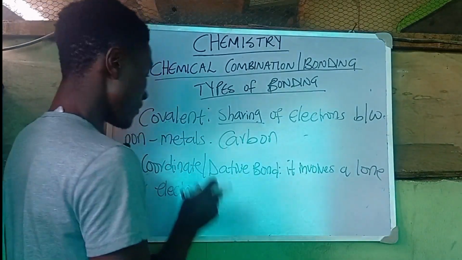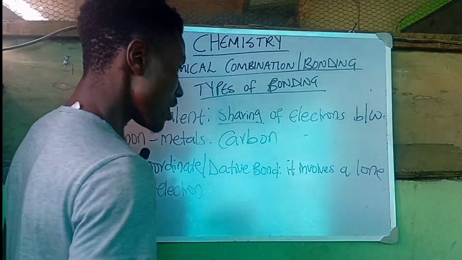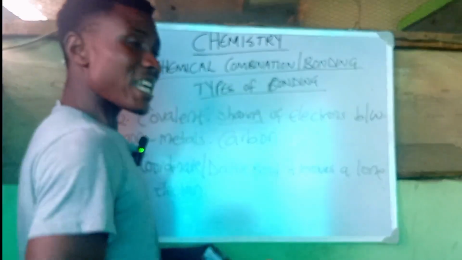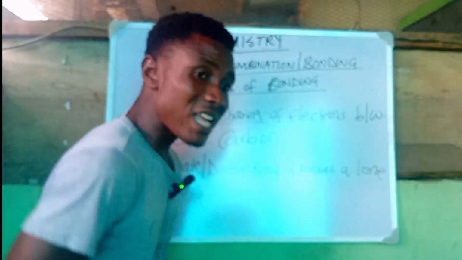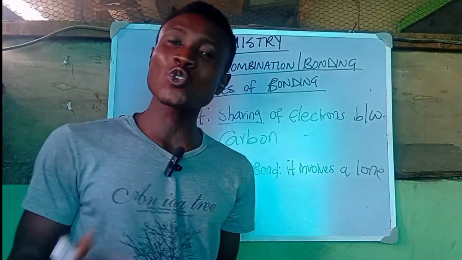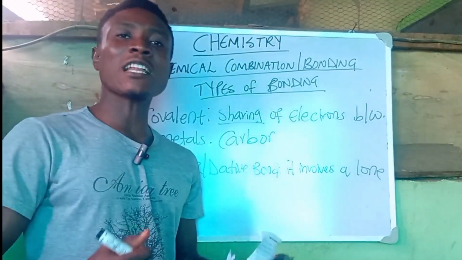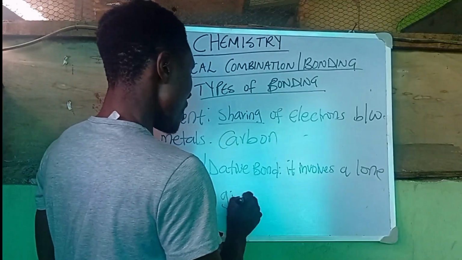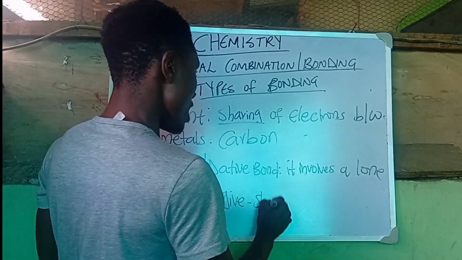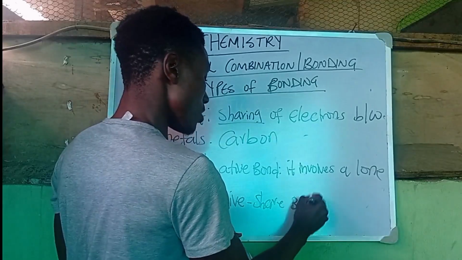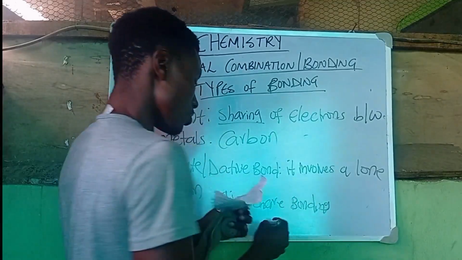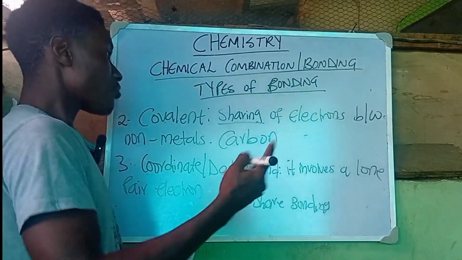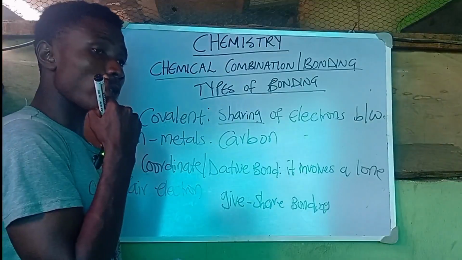What this simply means is that when it comes to the coordinate or dative bond, it involves a lone pair of electrons, in the sense that it is one element alone that is bringing out its electrons. It is not just bringing out the electrons to donate, rather it is bringing them out so that it can still share. So this simply means give and share. A give and share bonding. Please take note, the give and share bonding is what is known as the coordinate covalent bonding.